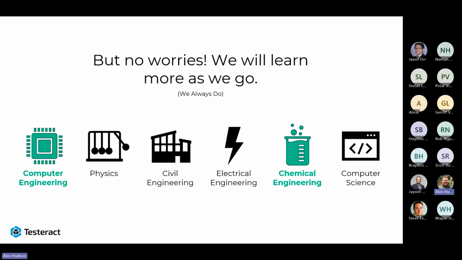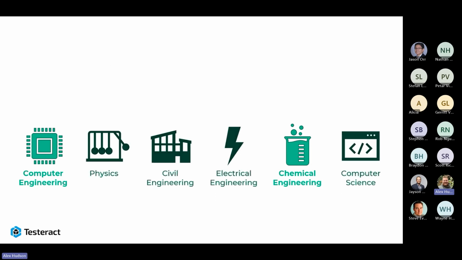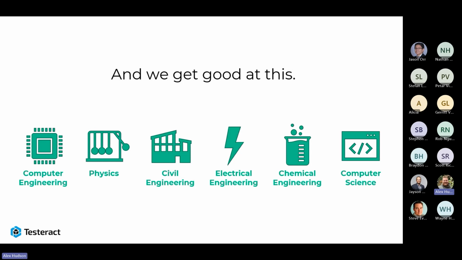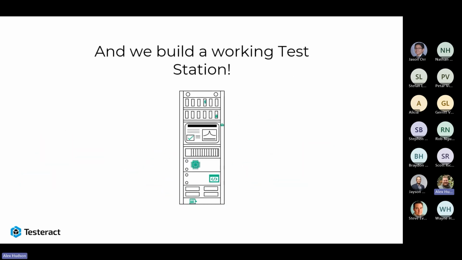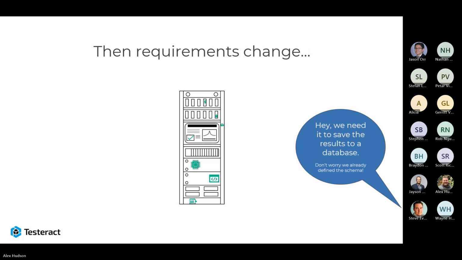We will learn as we go. We always do because we're good engineers, right? We learn the pieces that we need to accomplish our task. And we get really good at this. And we learn all the pieces that we need to know to build a test system. So we build a working test station, and it's perfect. Everything's working. It's flawless. It's got no problems until the requirements change.